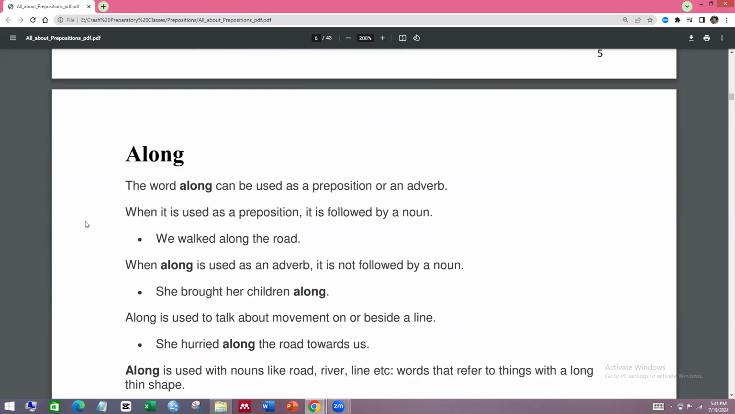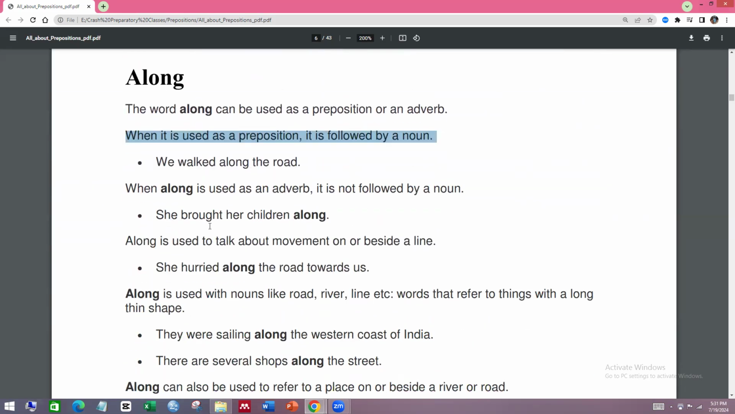The next word is along. The word along can be used as a preposition or an adverb. When it is used as a preposition, it is followed by a noun. Remember this: when it is used as a preposition, it must be followed by a noun. We walked along the road. When along is used as an adverb, it is not followed by a noun. She brought her children along. So it is directly modifying the verb brought. That is why it is an adverb here.